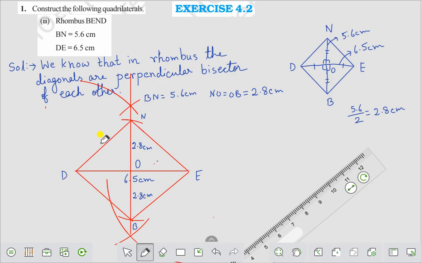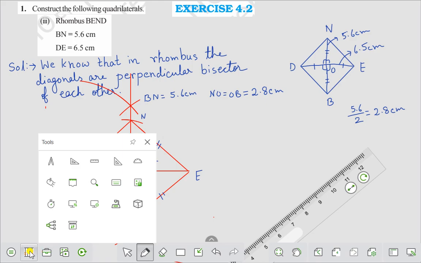Here you see all the four sides are equal. This side is equal to this side, this side is equal to this side. Right? And these diagonals are perpendicular bisectors. Not only that, they bisect each other also. Thus we see that this is a rhombus with BN equal to 5.6 cm and DE equal to 6.5 cm. In this way, you have to draw the quadrilateral BEND.